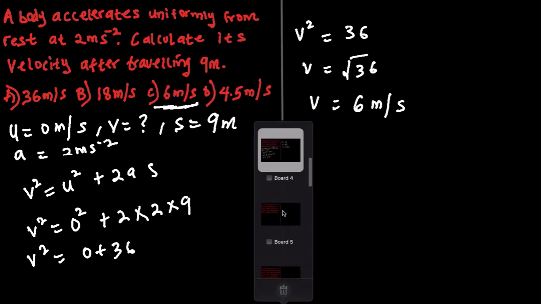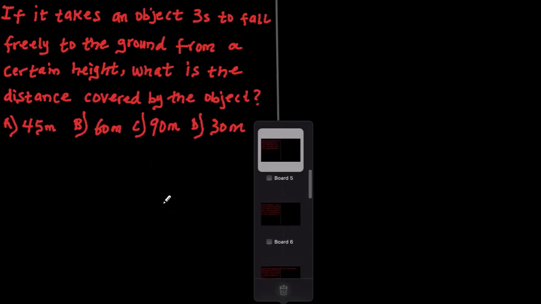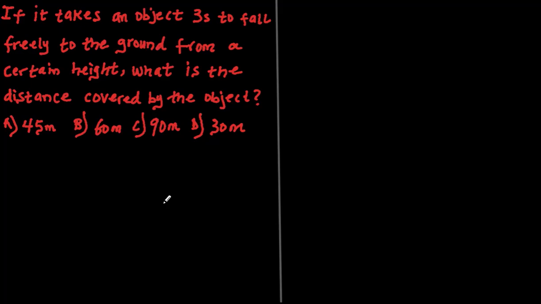Now, next question. The next question for you is this. It says that if it takes an object 30 seconds to fall freely to the ground from a certain height, so we don't know the height, but we know that it is falling freely. What does it mean to fall freely? To fall freely means it's falling under the influence of gravity. So what is supplying the acceleration is gravity.